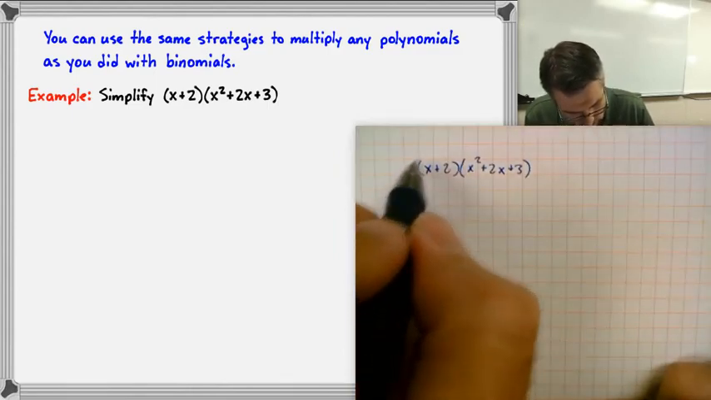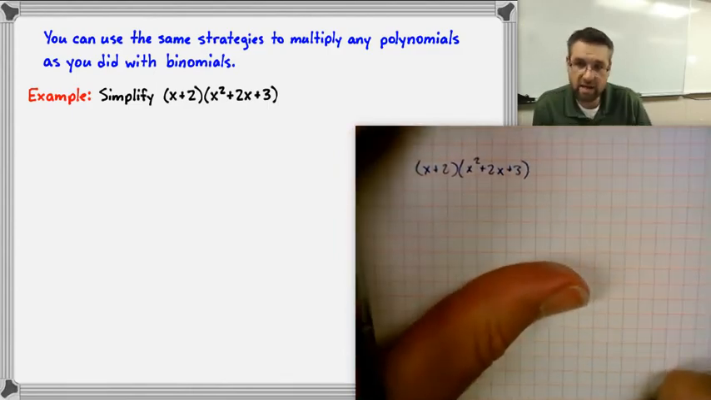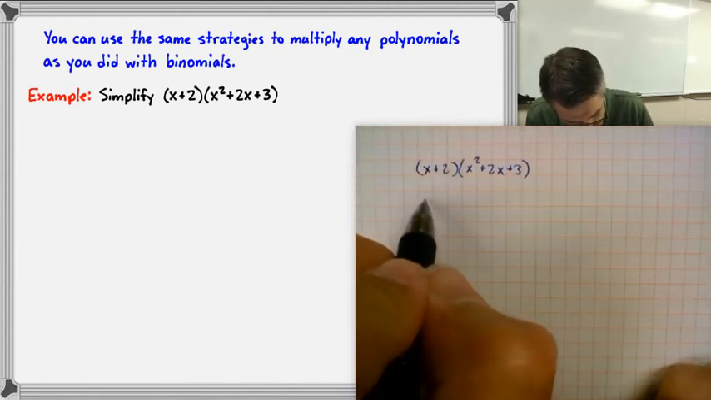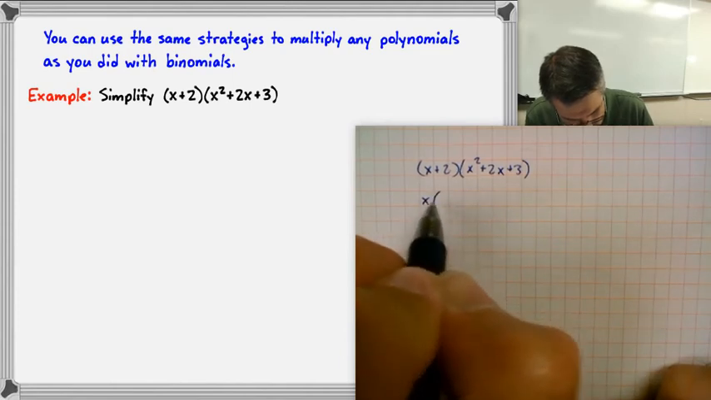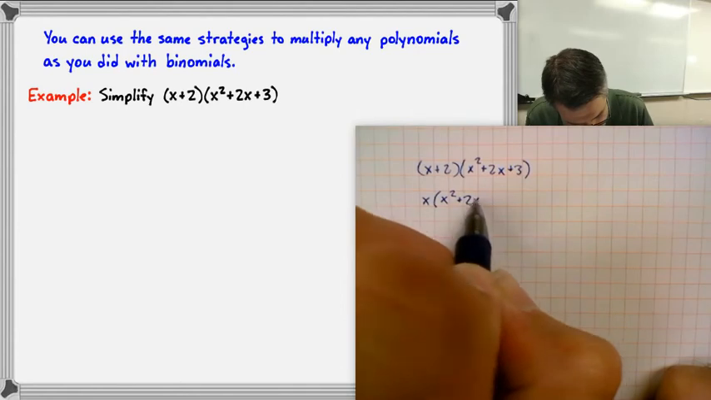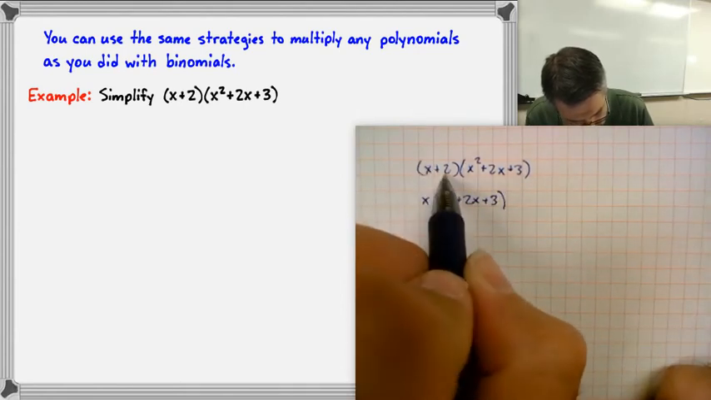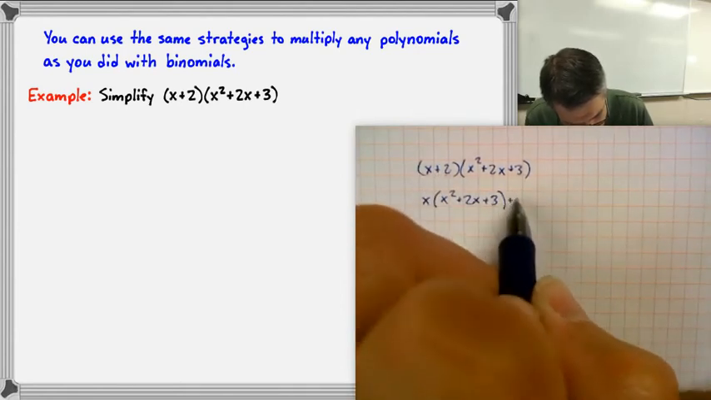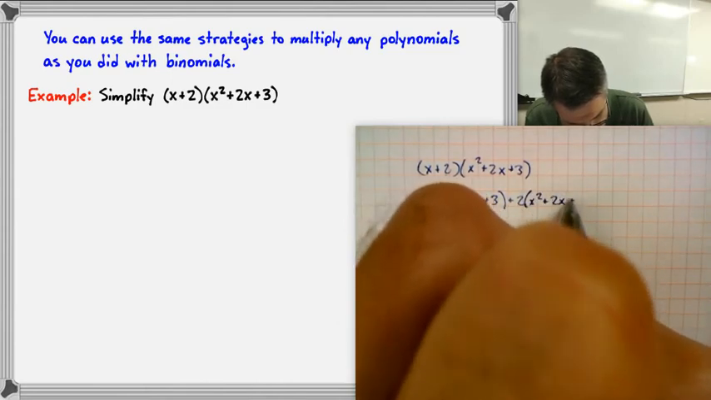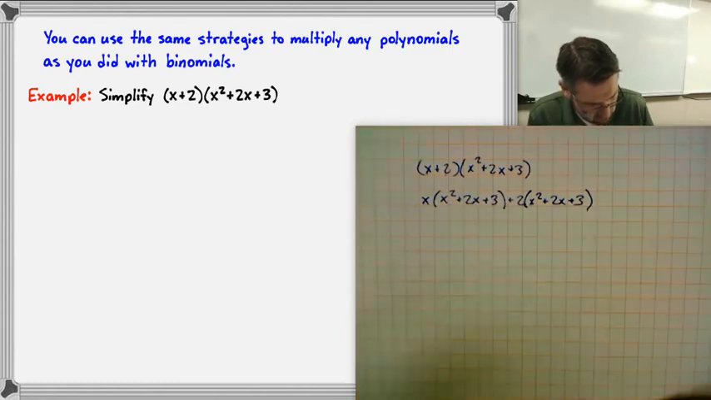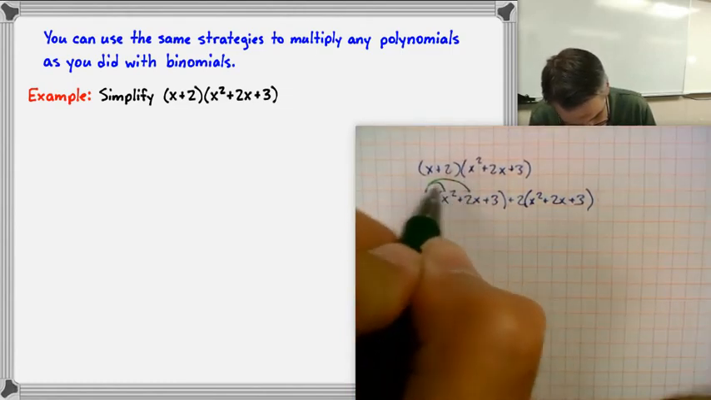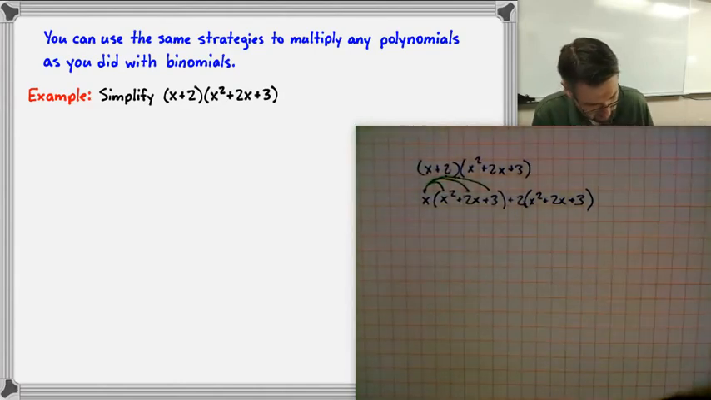Okay, so when I expand this, I'm going to do it the same way that I did on the prior problems. I'm going to break the first binomial apart. So I'm going to write x, and then I'm going to multiply that by the whole second term, x squared plus 2x plus 3. And then I'm going to write the second term in the first binomial. So it'll be plus 2 times x squared plus 2x plus 3. And then we'll just distribute like we did before. We're going to distribute the x into all 3 of these terms this time, not just 2, but 3.